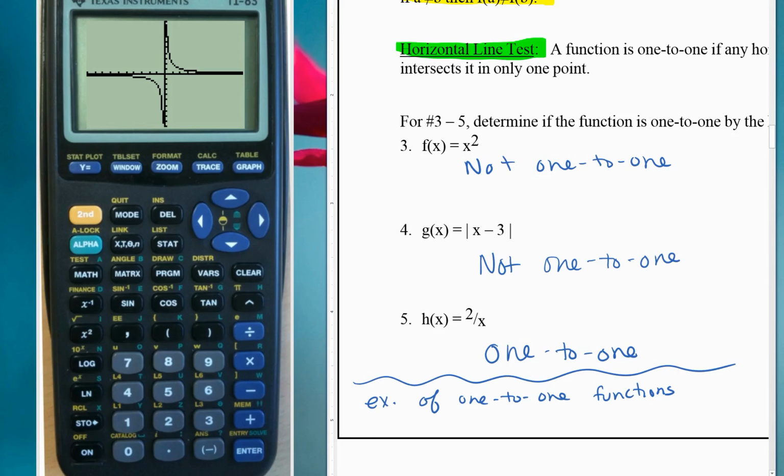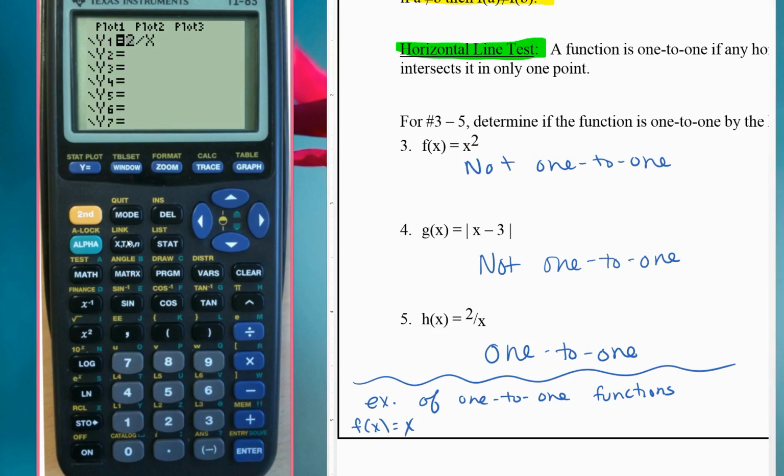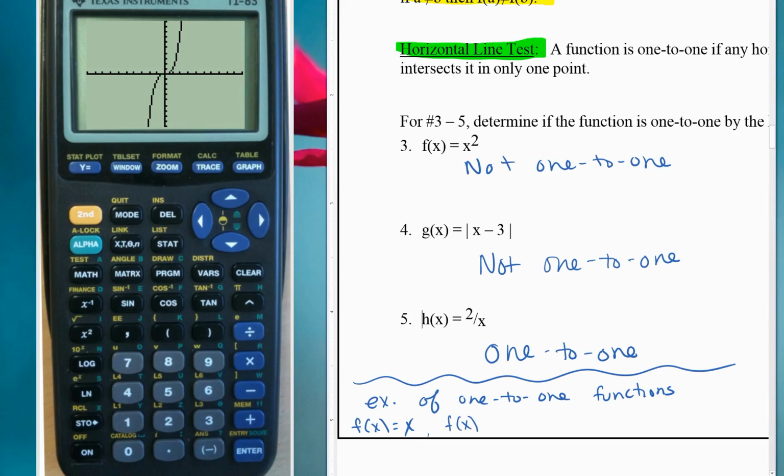Now, we didn't have many examples of things that are 1-to-1, so let's list out a few. If we just had f of x equals x, that would be a 1-to-1 function. A horizontal line would only hit it once. If we do x cubed, any horizontal line would only hit it once. So there are lots of examples, but you're just going to check if a function passes the horizontal line test, then it is 1-to-1.